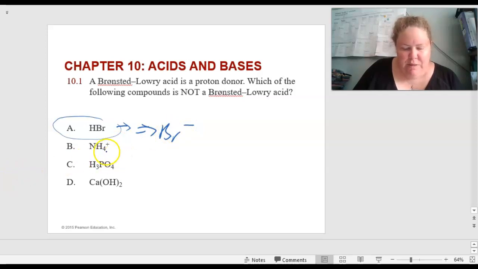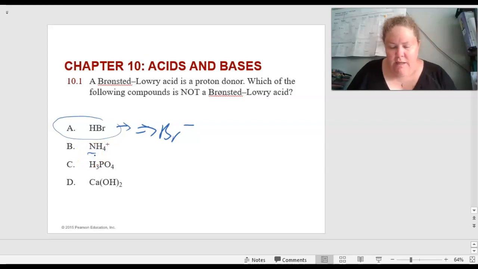NH4 plus, this is a base because the N has a lone pair that's capable of accepting a positive, right? And so the NH4 plus does not have a lone pair, and therefore it cannot accept a hydrogen. So B is out. For C, H3PO4, this is a strong acid that has a conjugate base that is a weak acid. So this one is not the correct answer.